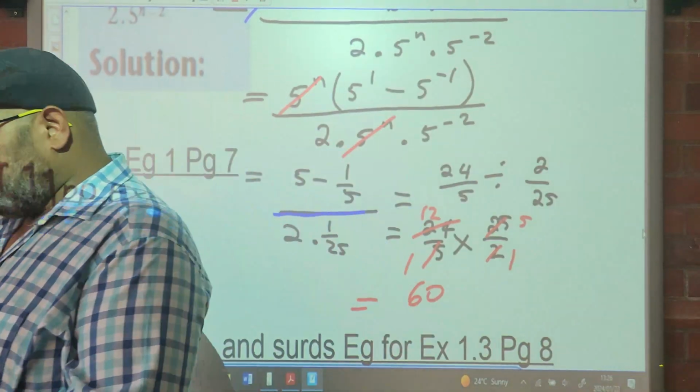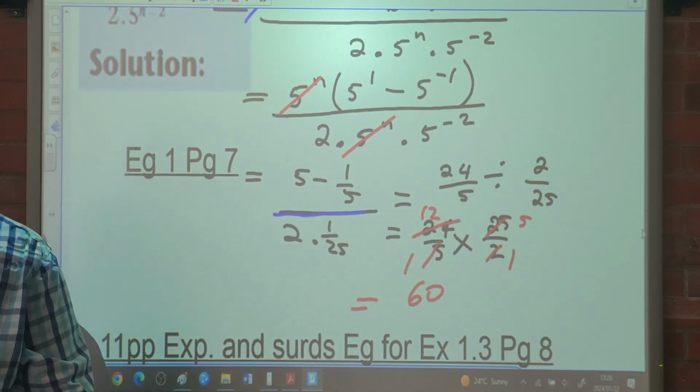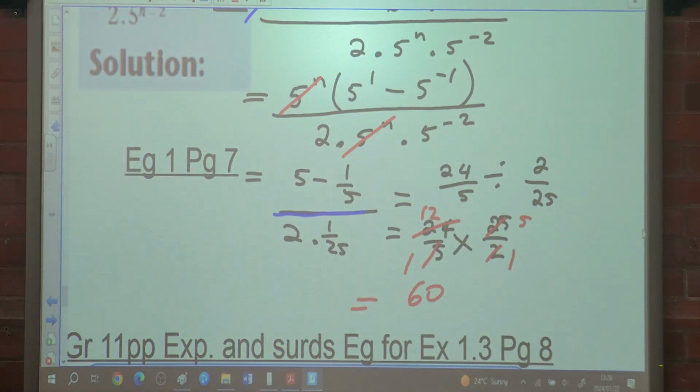Was there any confusion there? You will understand. You will understand, people? Okay. So with that, you should be able to do exercise 1.3. Okay.